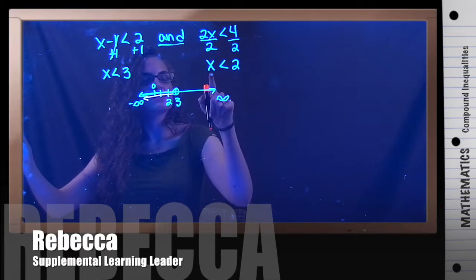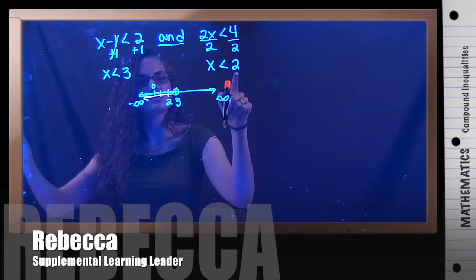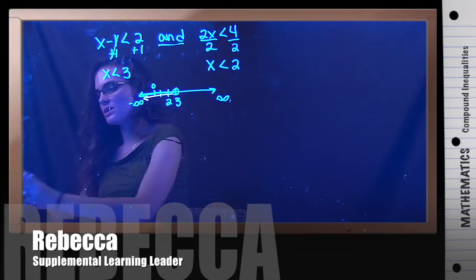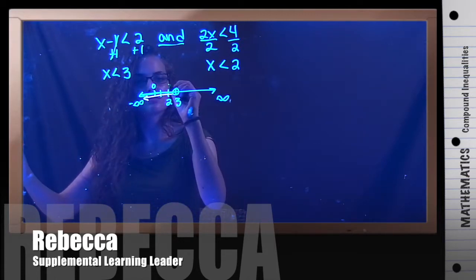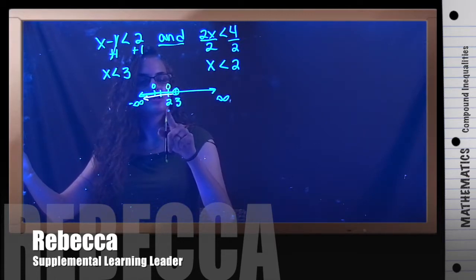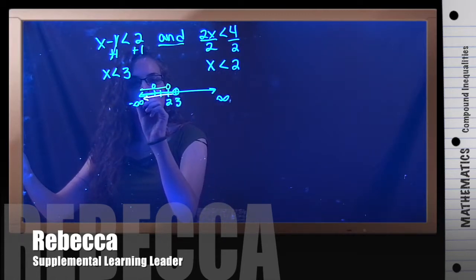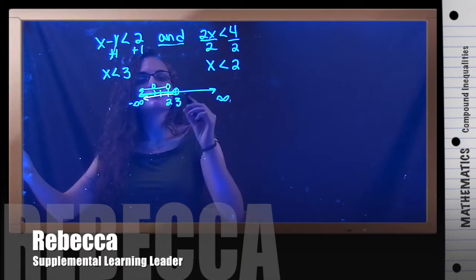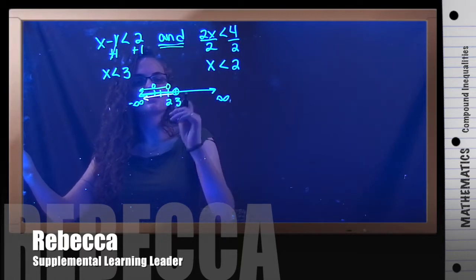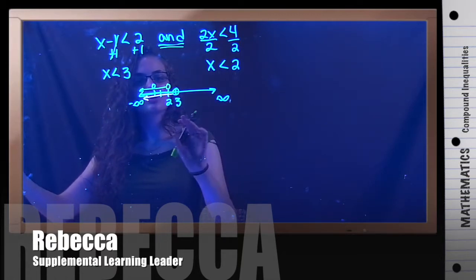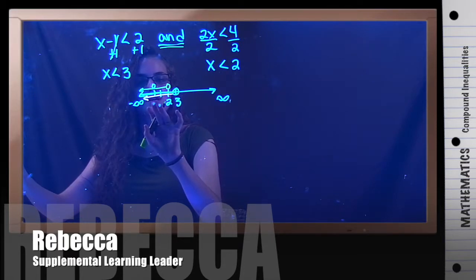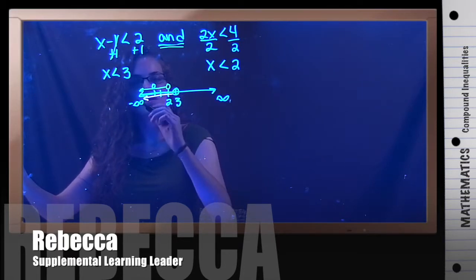Now, x is less than 2 would also be an open circle on 2. And because it's less than, it's also going in this direction. So now we have to think about this "and."